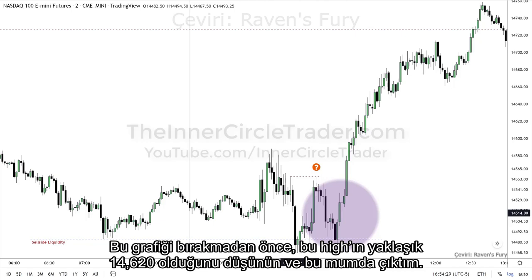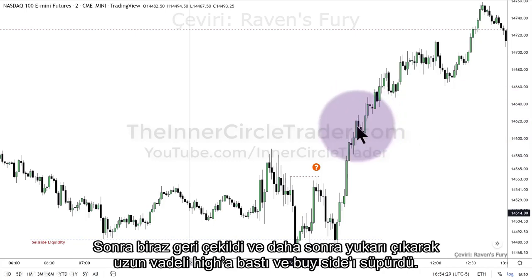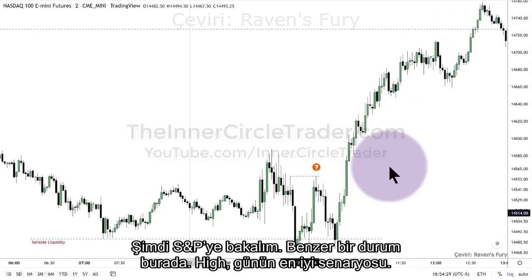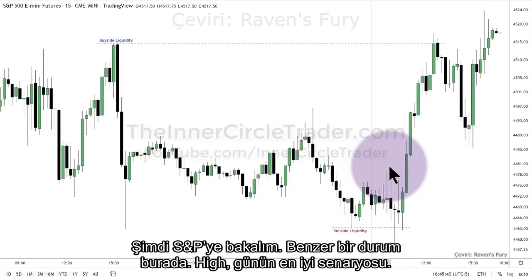Before I leave this chart, I want you to think about how that high was around 14,620, and it was this candle here I got out at, that one right there. Then it retraced a little bit, and then went higher, pressing into the ultimate longer term high, sweeping the buy side there. Let's take a look at the S&P. S&P, similar situation here.